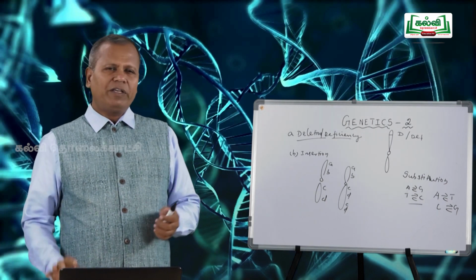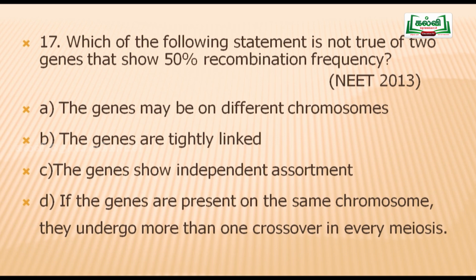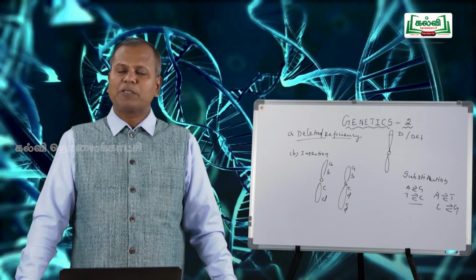Question number 17: which of the following statements is not true of two genes that show 50% recombination frequency? Recombination is the end product of crossing over. According to Mendel's law of independent assortment, the parental combination should be 50% and the recombination should be 50%. The ratio is 1:1:1:1 in a dihybrid cross. This recombination frequency may vary. In a coupling experiment the parental combination is more. In a repulsion experiment the recombinants are more.